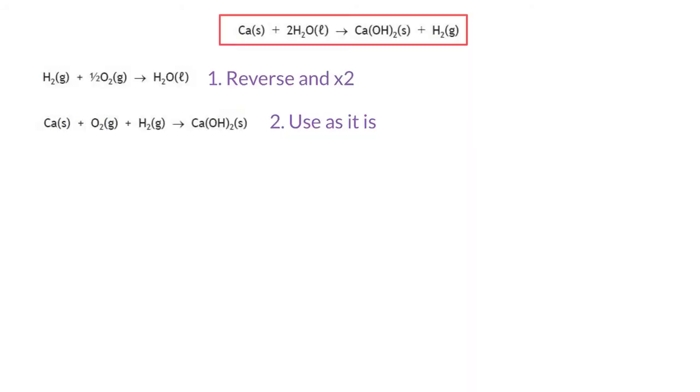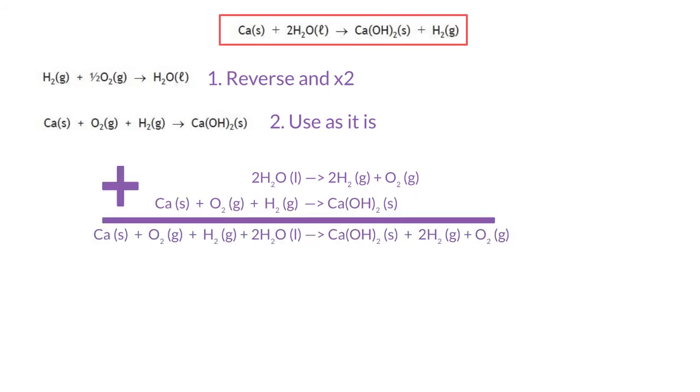I'm going to prove this to you by manipulating the equations in the same way as I did the enthalpy values. First of all, I'll reverse equation 1 and I'll times it by 2. Secondly, we'll just leave equation 2 as it is. Next thing, I'll bring these equations down here and I'm going to add them together. Next, I'll look for anything that appears on opposite sides of the equation and I'll cancel that out.